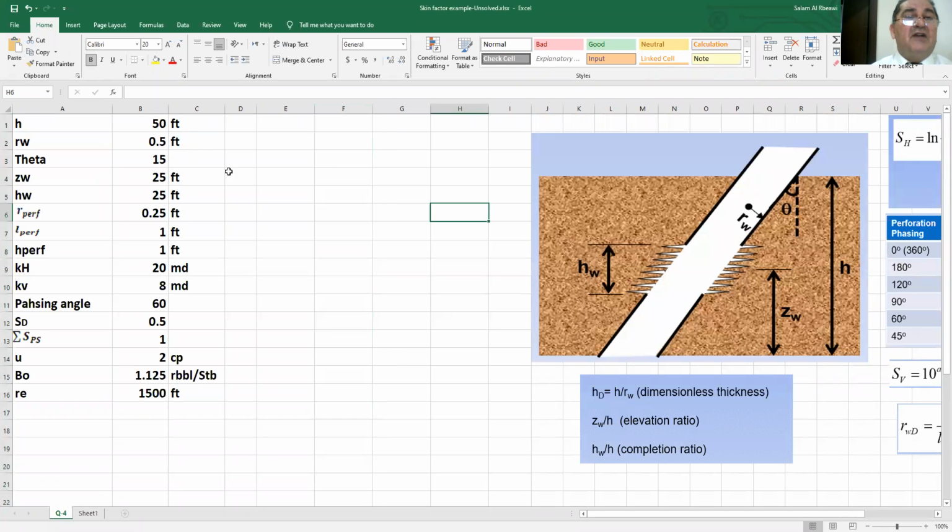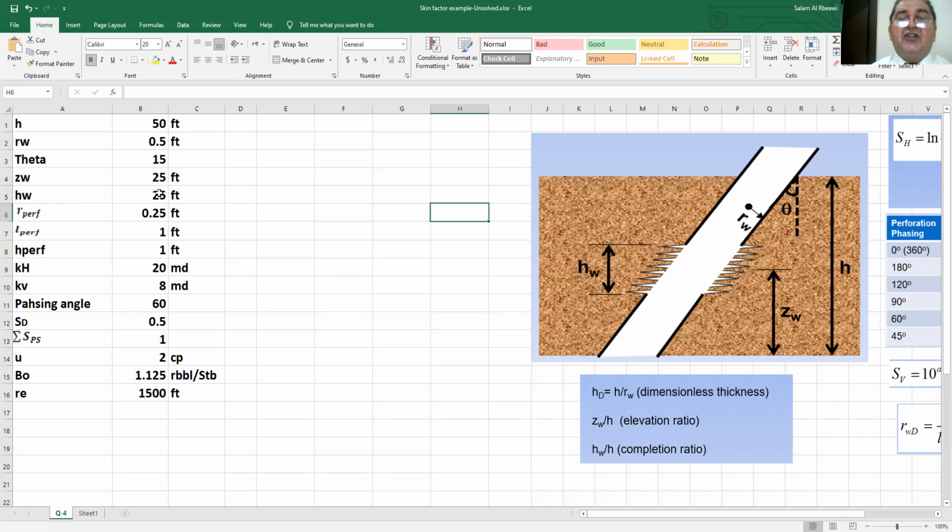What we have basically is given to us: the formation thickness is 50. RW is 0.5. Theta, the inclination angle, the deviation from the vertical direction, is 15. ZW 25, HW 25. What does ZW 25 mean? The vertical distance measured from the bottom layer to the midpoint of the perforated section is 25 feet.